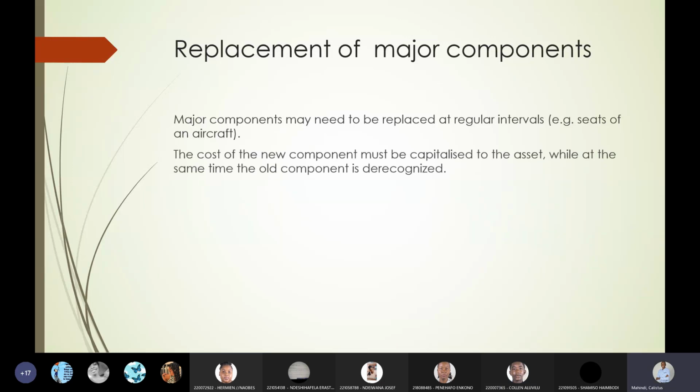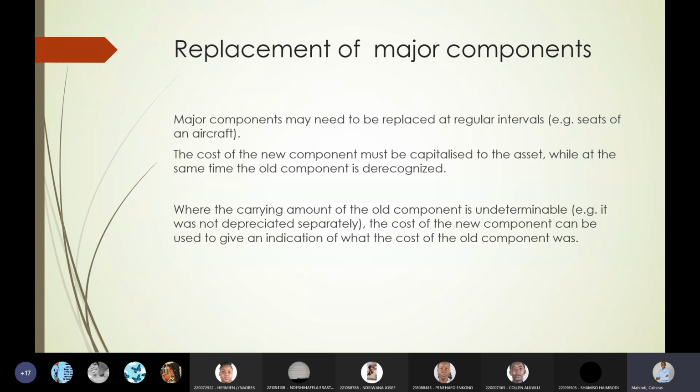So what happens? The cost of the new component must be capitalized to the asset, while at the same time the old component is derecognized. So you have to remove the old cost or carrying amount, cost minus accumulated depreciation, from the carrying amount, and then you add the value of the new seats to the aircraft. So you're going to capitalize that new cost.